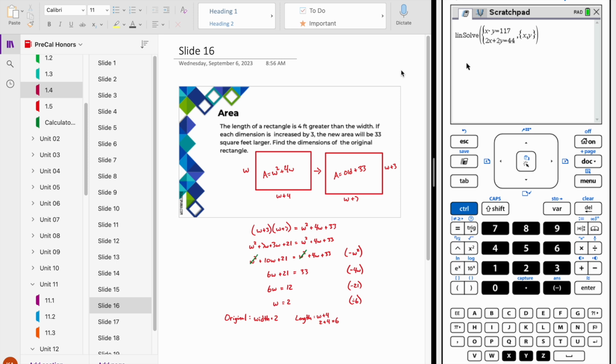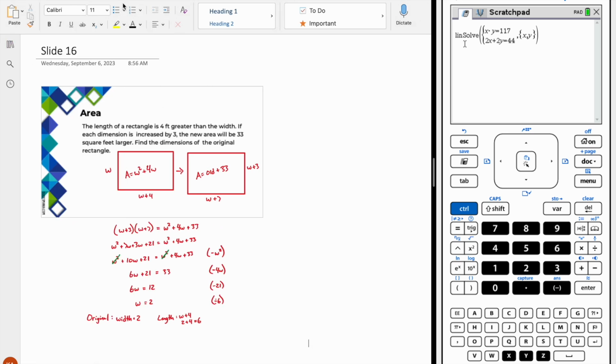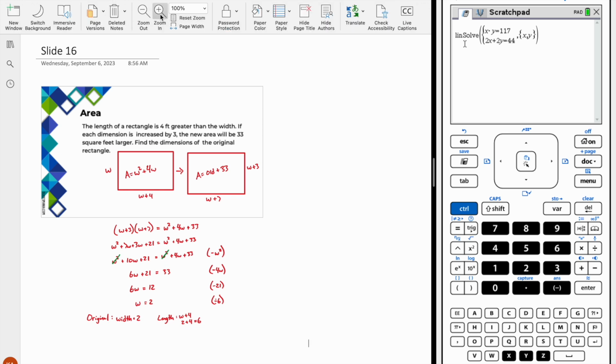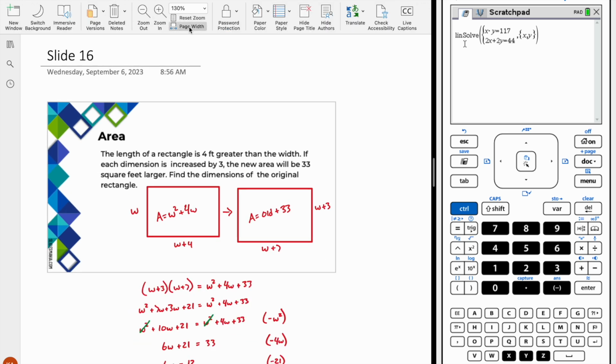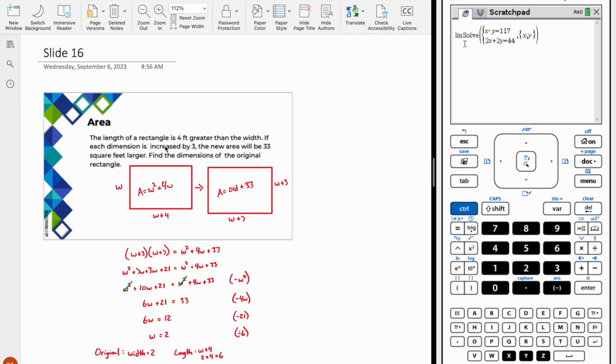So in slide 16, we are going ahead and taking a look at the area. Now this problem is slightly different from a general problem because it's not just simply asking for what is the area. It is comparing 2 different rectangles and their measurements.